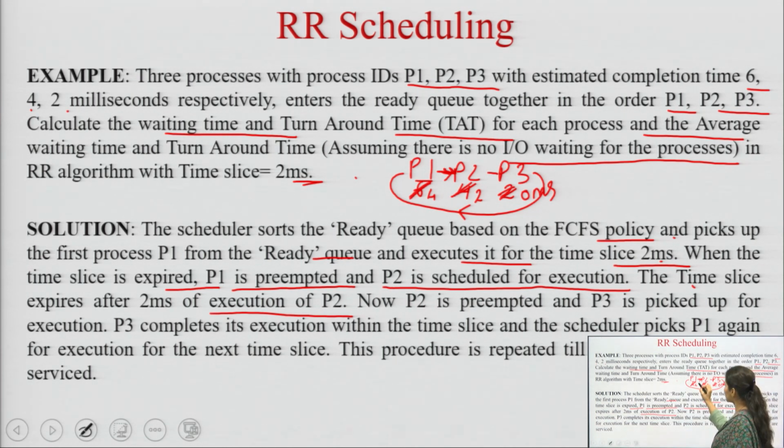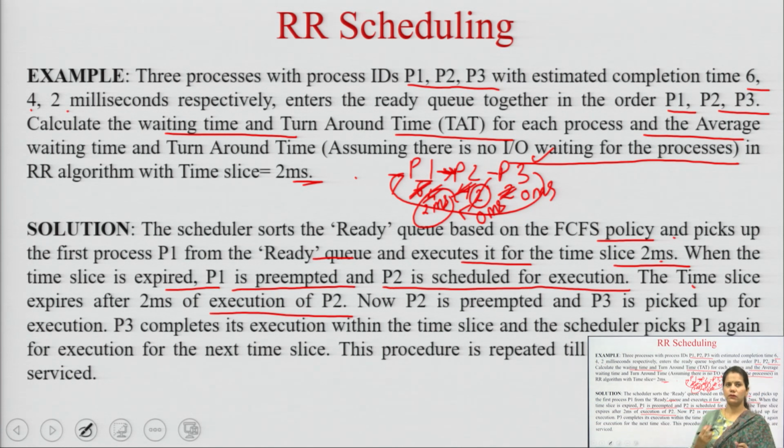Now, P1 is executed for the next 2 milliseconds and it is again left with 2 milliseconds of execution. Now, P2 is executed for 2 milliseconds and now it is left with 0 milliseconds. P3 was already executed, that is, the execution of P3 was completed. So, again the control will go to P1 because P1 was still left with 2 milliseconds.